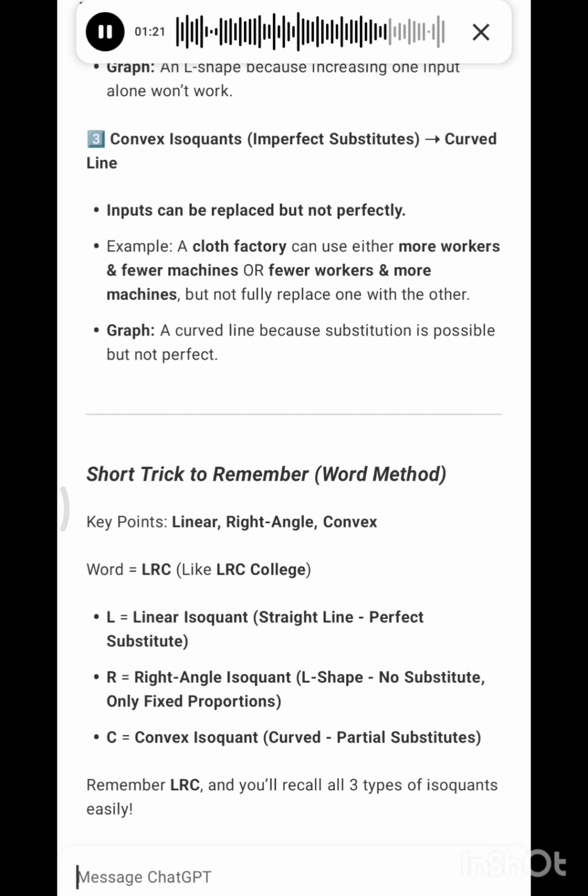Short trick to remember: word method, key points: linear, right angle, convex. Word: LRC, like LRC College. L equals linear isoquant, straight line, perfect substitute. R equals right angle isoquant, L shape, no substitute, only fixed proportions. C equals convex isoquant, curved, partial substitutes. Remember LRC and you'll recall all 3 types of isoquants easily.